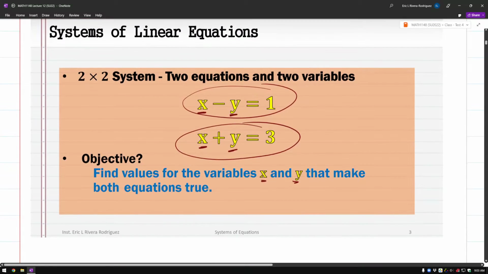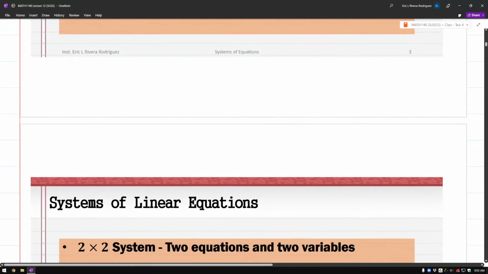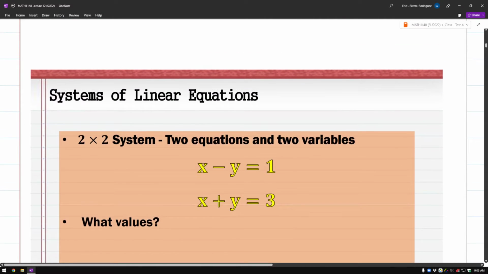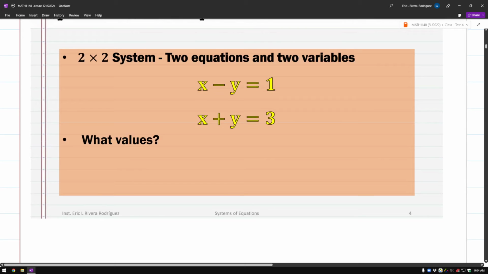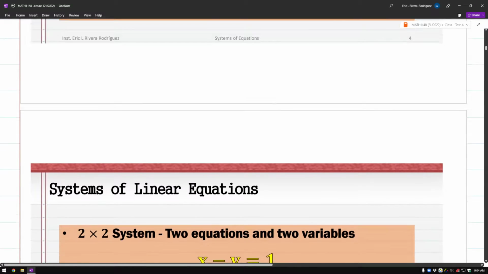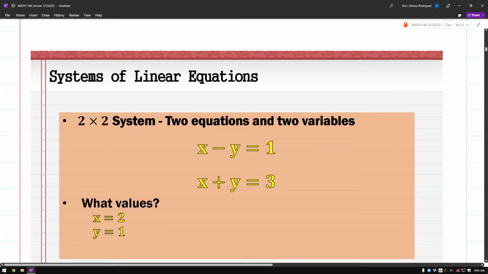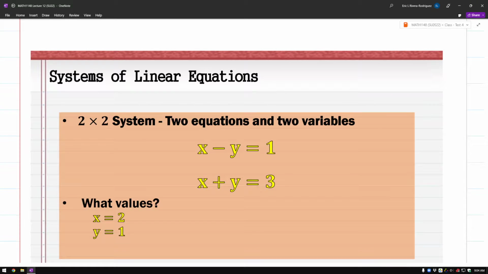Like Timothy said, x equals, what value did you say? I don't quite remember. You said x equals 2, y equals 1. Are those the numbers that you said? Perfect. Okay, so those are the values that make both equations true.